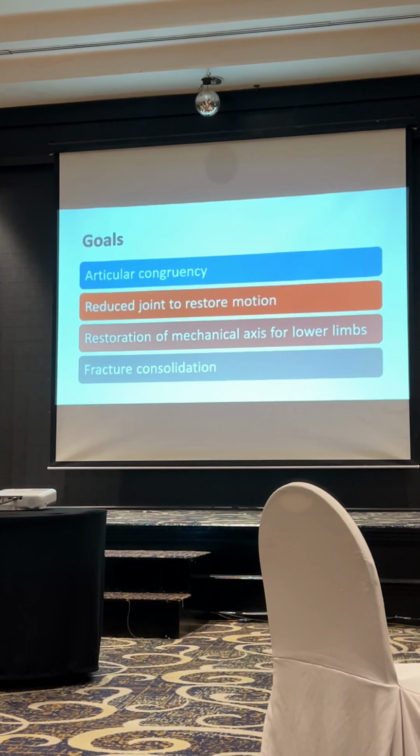And then the thing that we tend to forget is that you want to restore the mechanical axis, especially for the lower limbs. Upper limbs are a bit more forgiving, but for the lower limb, apart from doing a good job trying to piece all the bones together, you have to restore the mechanical axis. And finally, you want fracture consolidation.